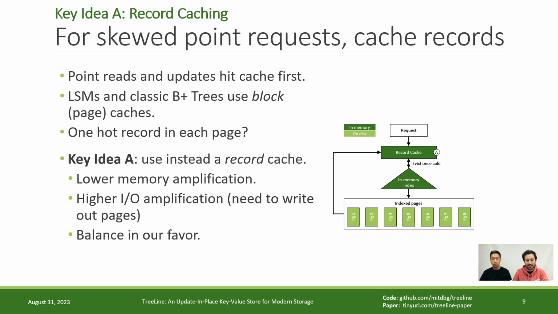at the cost, of course, of higher I/O amplification, because when you're flushing to disk, you still need to access pages. Still, we'll see in our evaluation that the balance of these two competing demands ends up in our favor. Okay, so point requests can be served efficiently through the record cache, but what about scans?